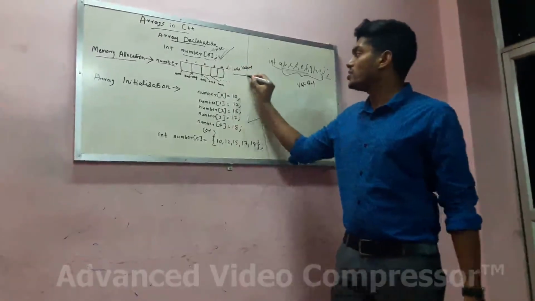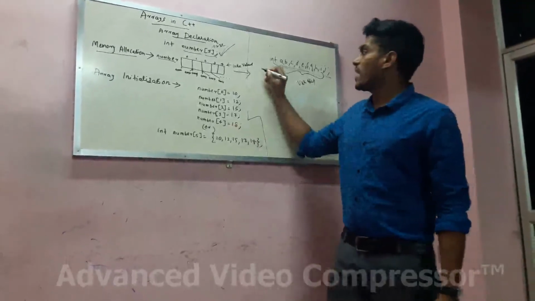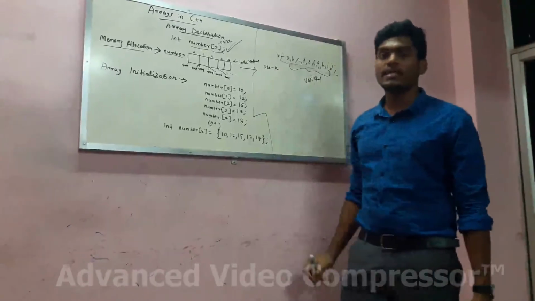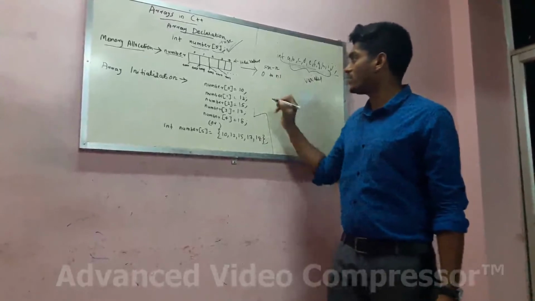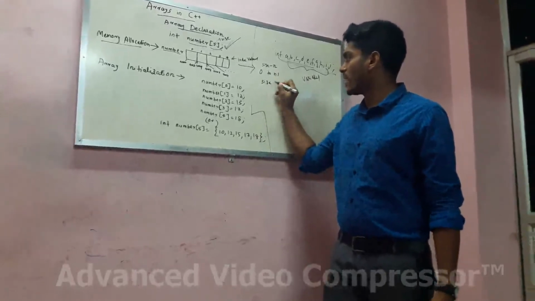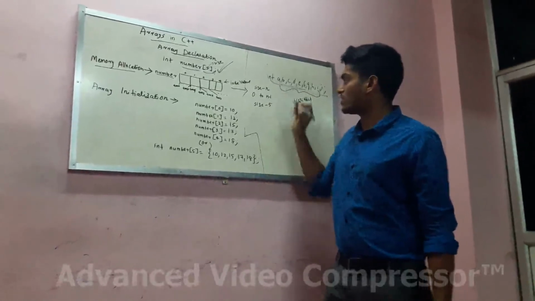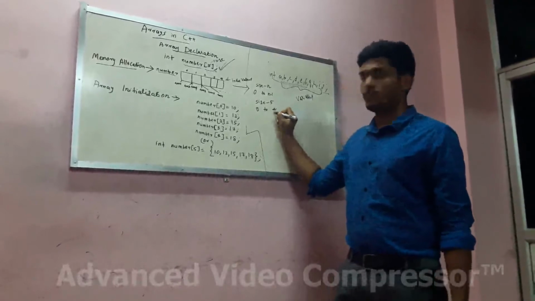So the range of index values will be, if the size of the array is n, then the index value range will be 0 to n minus 1. That means if the size is 5, we can have the index values 0 to 5 minus 1, that is 4.